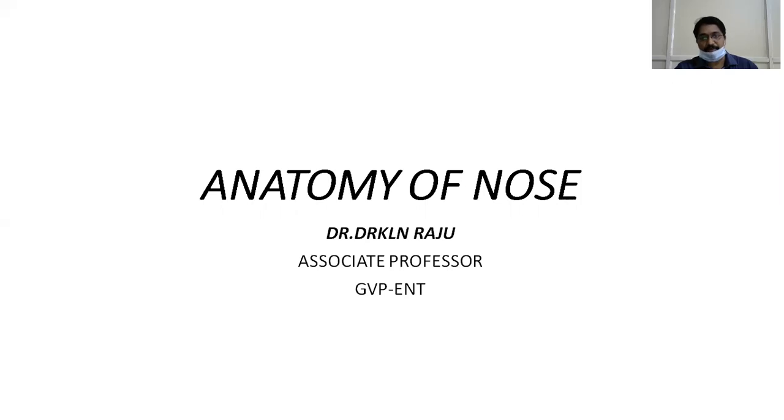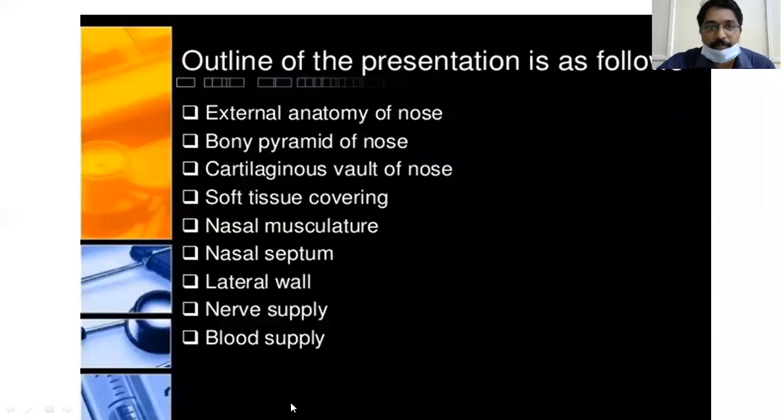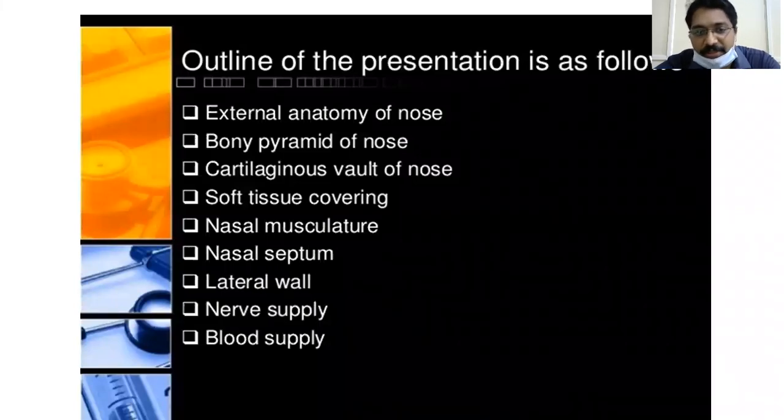Nobody knows actually. Okay, let's jump into our topic, that is anatomy of the nose. I'll tell briefly about the external anatomy of the nose and bony pyramid of the nose, cartilaginous wall of the nose, and soft tissue coverings and nasal musculature, nasal septum. And the lateral wall, actually, that's a very big topic regarding the anatomy and endoscopic anatomy. I'll tell in the next class. And nerve supply and blood supply of the nose.